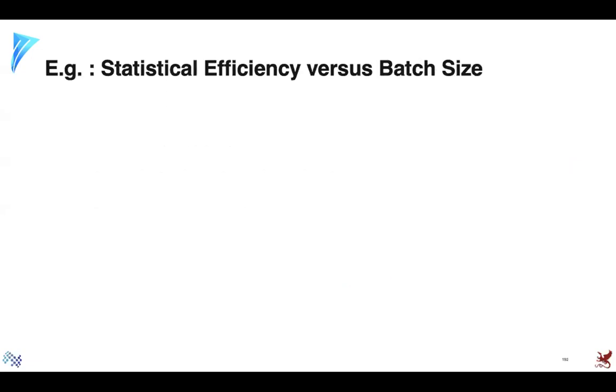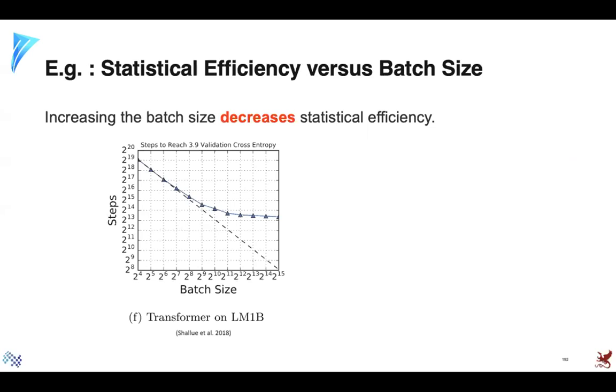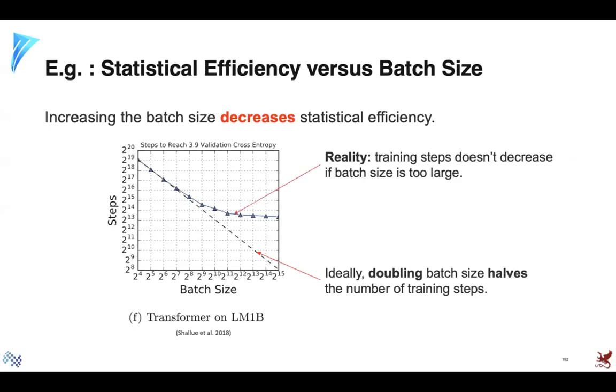Digging a little bit deeper into the fact that increasing the batch size decreases statistical efficiency, in this diagram published in 2018, we have the batch size used on the x-axis and the number of steps it takes to reach convergence on the y-axis. As we increase the batch size, although initially we can decrease the number of steps needed to converge, it eventually levels off, so that when you increase the batch size too much, we don't actually decrease the number of iterations it takes to converge, which means that we have to compute more data points in total. Although ideally doubling the batch size will halve the number of training steps needed to converge, the reality is that the training steps don't decrease after a certain threshold of the batch size.